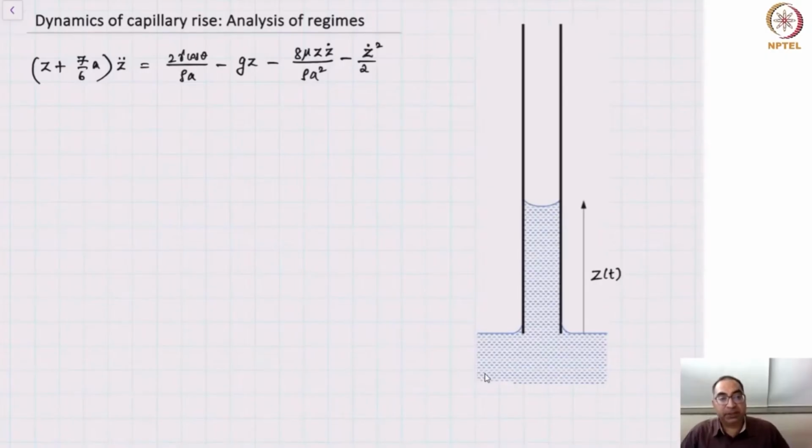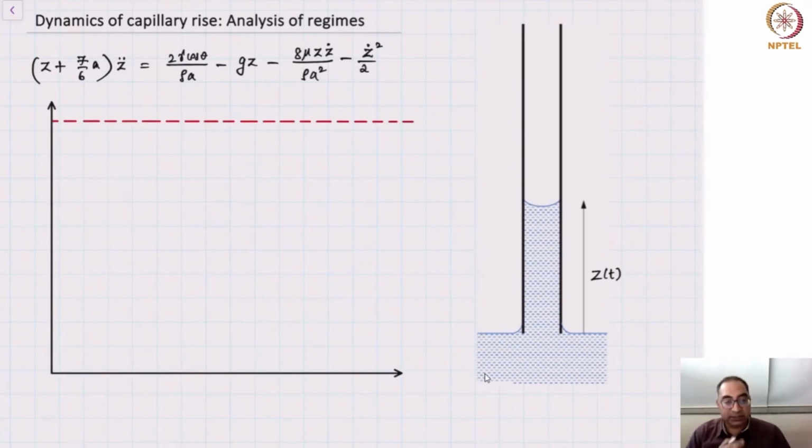Hello everyone. In this lecture, we'll be continuing on the dynamics of capillary rise. In the last lecture, we had already derived the above equation that is shown here. This is a nonlinear, second order nonlinear equation for the height of the column as it rises in the capillary tube, starting with z equal to 0 at t equal to 0. Now what we want to do in this lecture is to analyze various regimes, because an analytical solution of this equation is not possible.